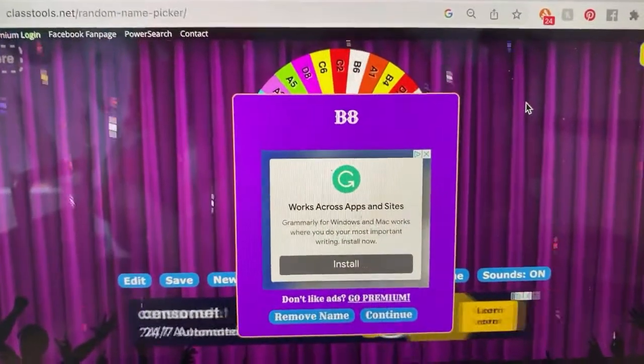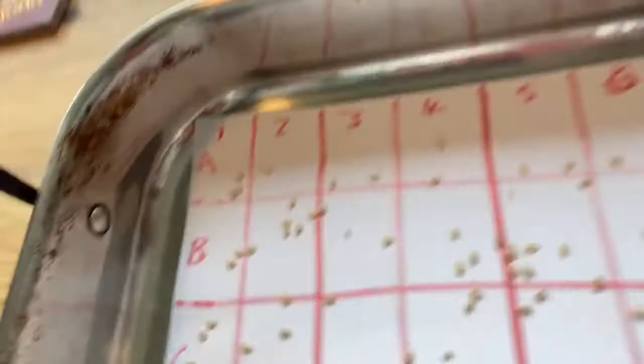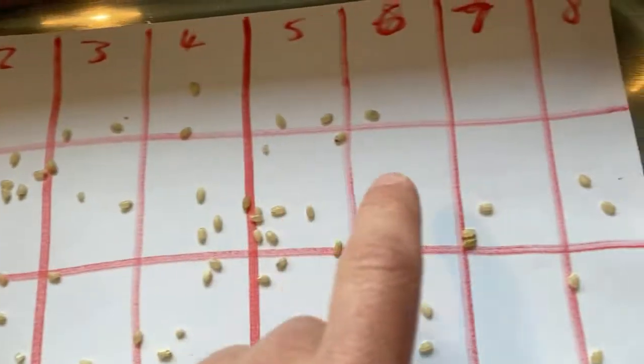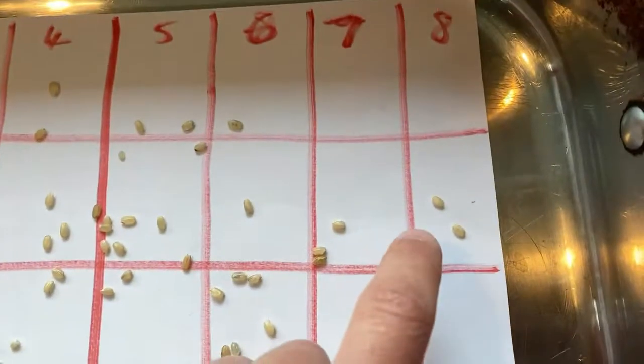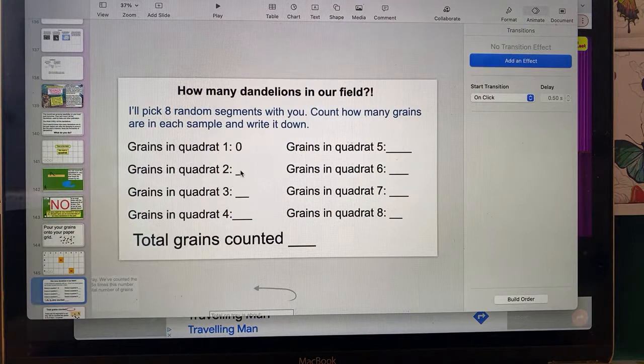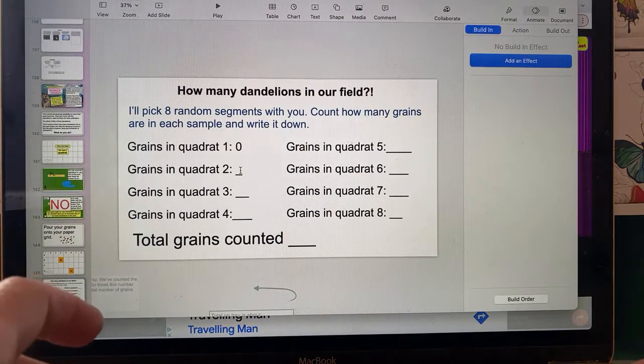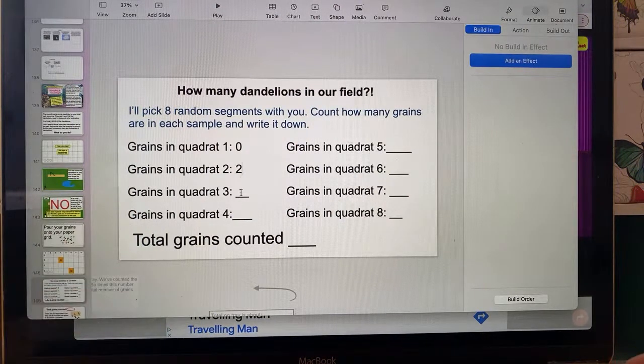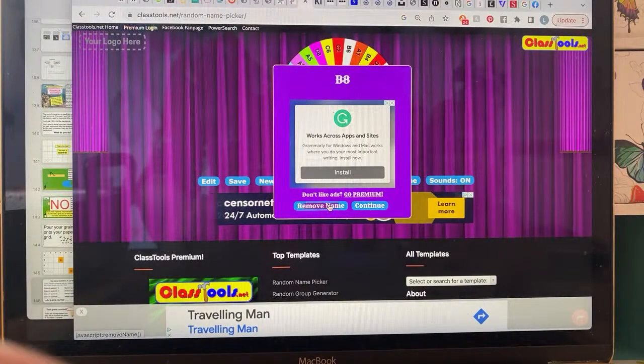B8. B8 is our second segment. Find your B. Find your 8. Gasp. So I've got 2 growing. I'm going to stop saying the numbers because I imagine it's really annoying if you're trying to count. So find B8 and write down how many are in that segment or that quadrat. Let's do the next one.